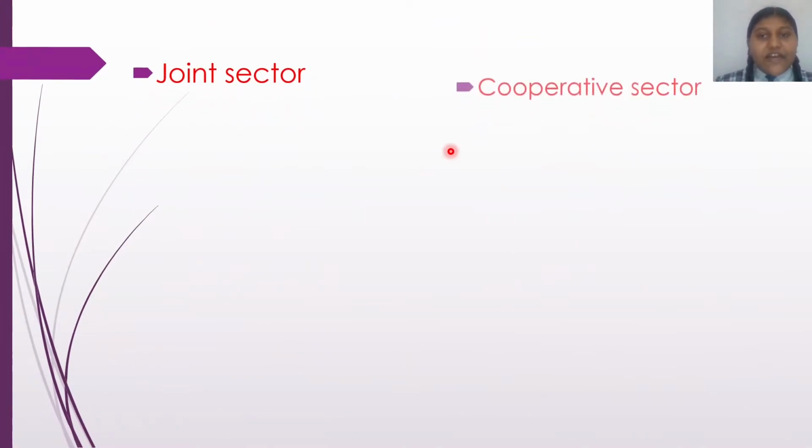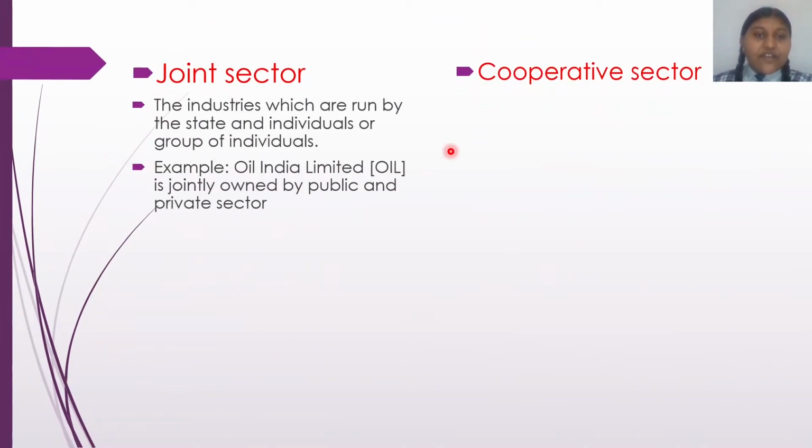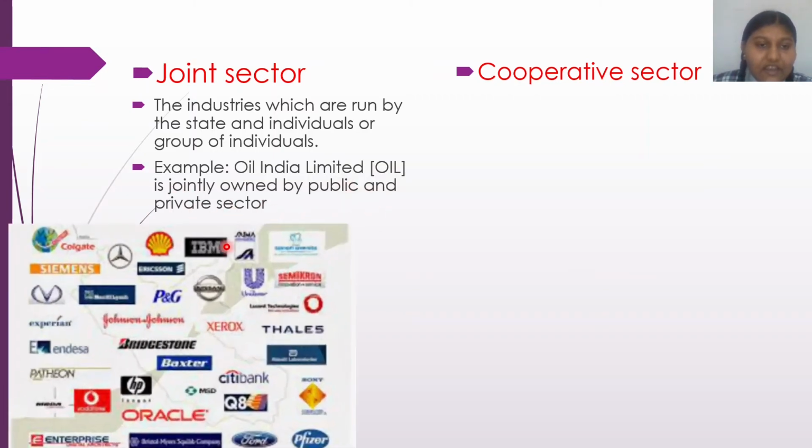Joint sector and cooperative sector. The industries which are run by the state and individuals or group of individuals are called joint sector. Example: OIL, Oil India Limited, is jointly owned by public and private sector. And here are some other examples of joint sector.